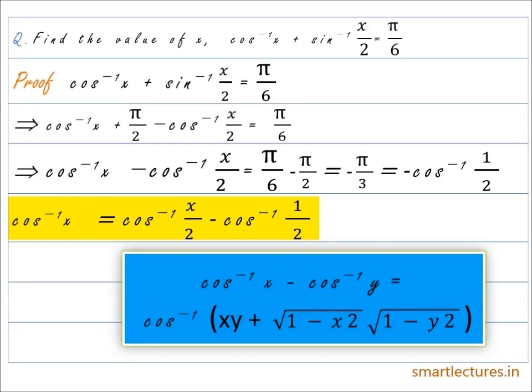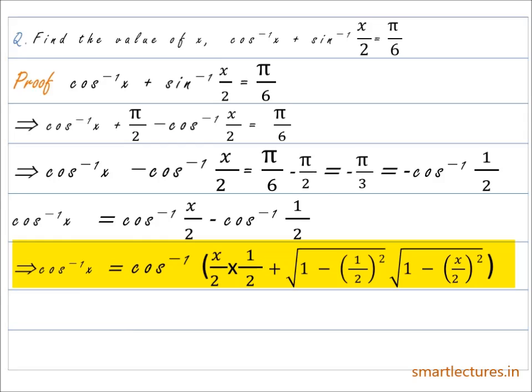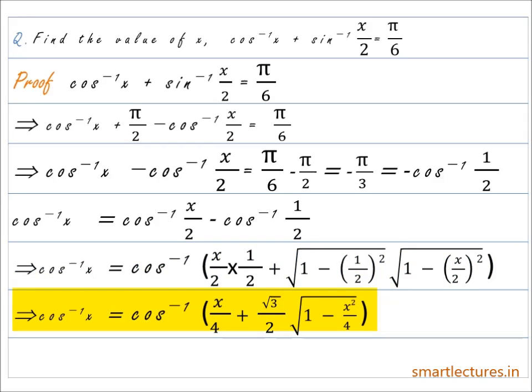And now after using this property, this equation can be written as cos inverse x is equal to cos inverse of half x into half plus square root of 1 minus half square into square root of 1 minus half x whole square, which is equal to cos inverse of x upon 4 plus square root of 3 upon 2 into square root of 1 minus x square upon 4. And now here cos inverse x is equal to cos inverse of x upon 4 plus square root of 3 by 2 into square root of 1 minus x square upon 4.